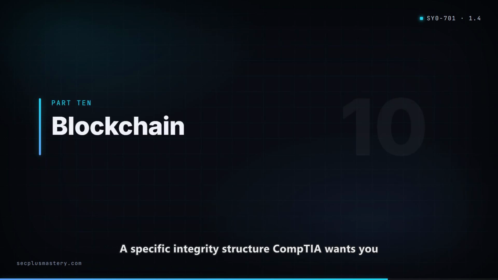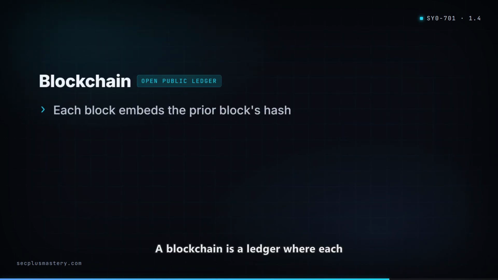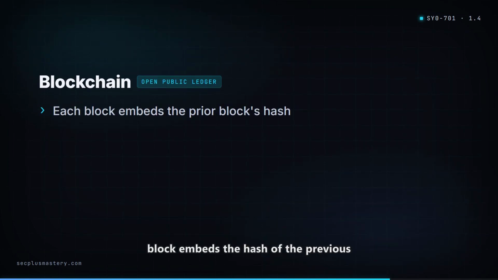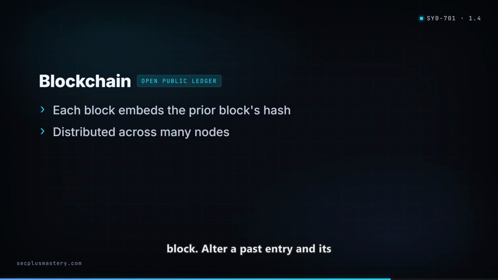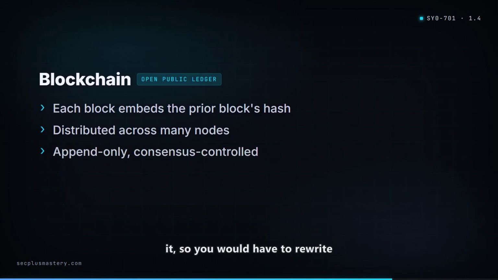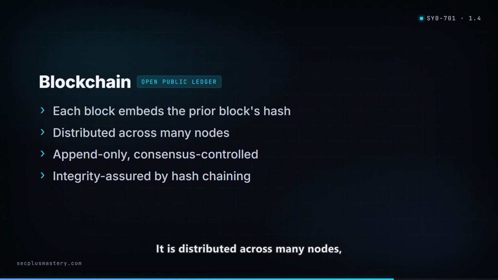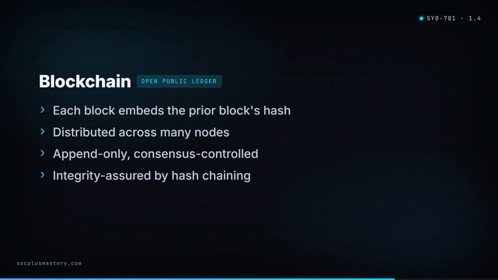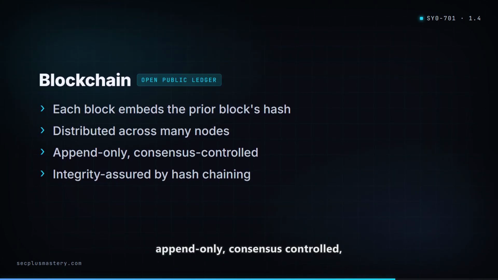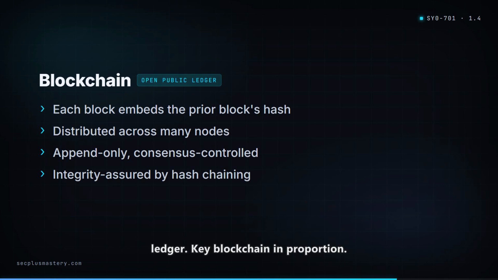A specific integrity structure CompTIA wants you to recognize. A blockchain is a ledger where each block embeds the hash of the previous block. Alter a past entry, and its hash changes, which breaks every block after it. So you would have to rewrite the whole chain and outcompute the network. It is distributed across many nodes, append-only, consensus-controlled, and integrity-assured. CompTIA also calls it an open public ledger.